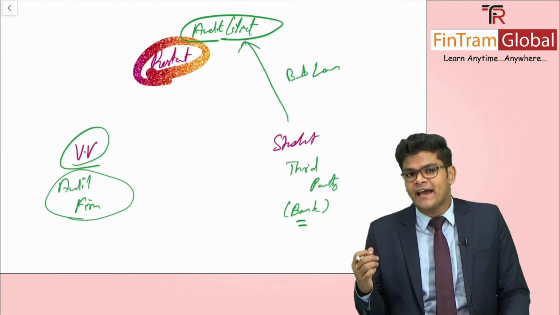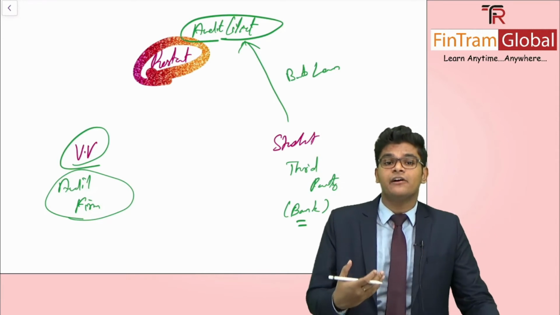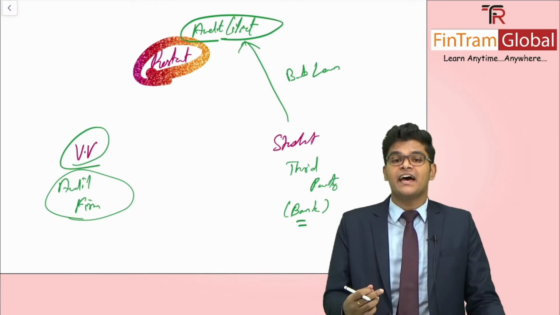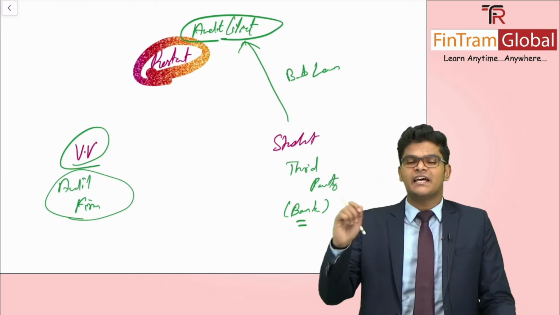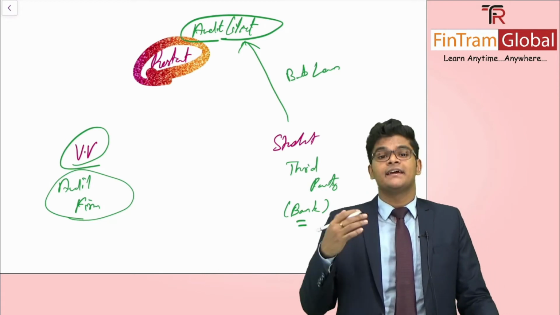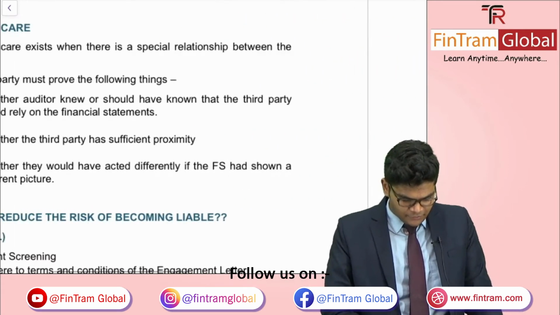So if there is a financial loss incurred by the third party as a result of relying on the audit firm's recommendations, then there would be a professional liability for the auditors to that particular third party. Okay, folks, so that's basically the situation where a professional liability to a third party can arise. So keep this in mind. Quite an interesting situation, isn't it?